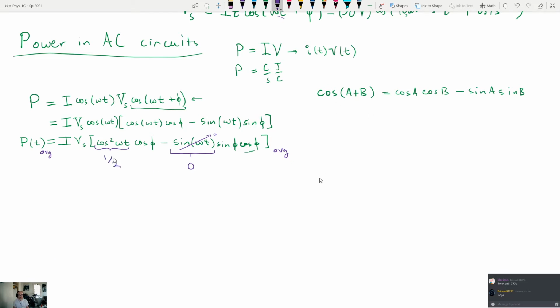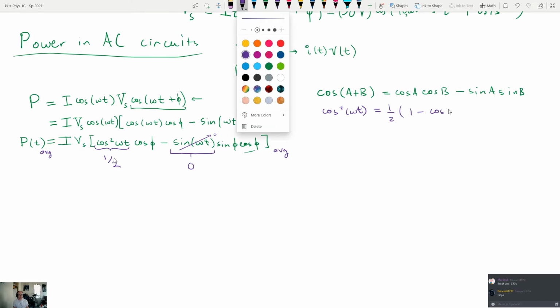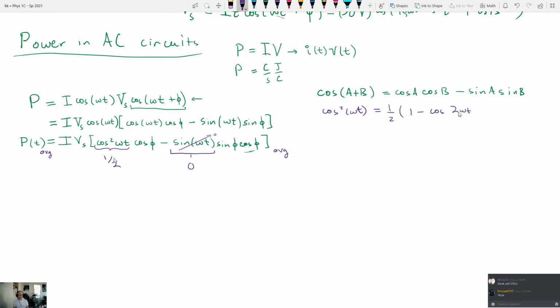And again, to remind you what we did to calculate that, we basically said cosine squared of omega t is equal to 1/2 multiplied by, I think it's 1 minus, or no, not cos, cos of 2 omega t, right? Is that correct? I think you can use this to prove it.